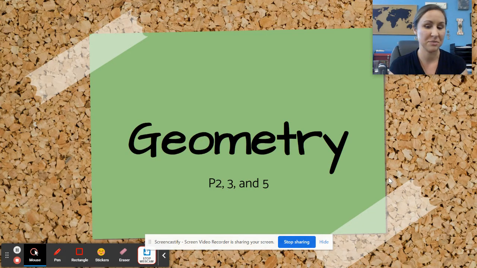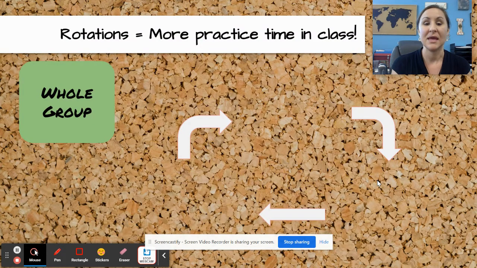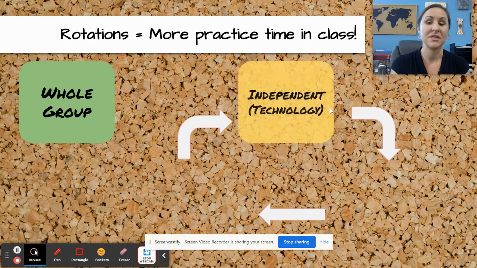I teach geometry periods 2, 3, and 5. This is the class that I teach most throughout the day and probably the class that I'm most passionate about. In geometry and in algebra, in order to get more practice in our class time, we use rotations, which generally takes 2 different days. When we do rotations, we start in a whole group setting where I teach a mini lesson. I introduce the vocabulary or the topic that we're going to work on for the day, and then students move through rotations.